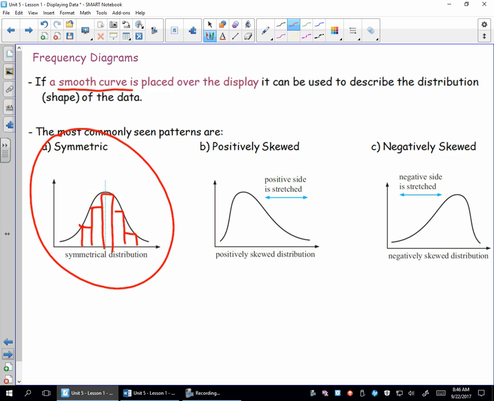You might also come across one where the hump, if you will, is moved to the left. If you're thinking about this one, most of my data is on the left side. I'm missing kind of the stuff on the right side, the positive side, if you will. It's really small over here on this section. So we call that positively skewed. The positive side has been stretched. And the other version, obviously, is negatively skewed. I've got lots of things on the right-hand side, but very little on the left-hand side, the negative side.